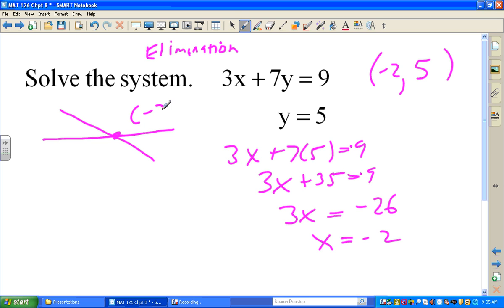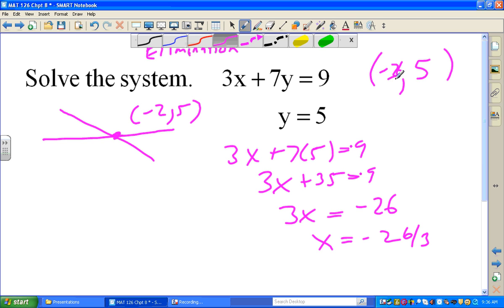So we'll intersect at the point negative 2, 5. Is that what anybody else got? No? What did I do wrong? Yeah, it'd be negative 26 thirds. Oh, well, I just thought it was 13. Well, I did. Negative 26 thirds. Not quite. There you go, negative 26 thirds. Nice.